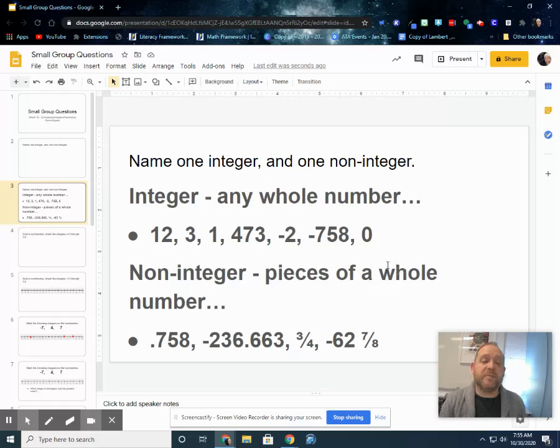So non-integers would be pieces of a whole number. So 758 thousandths, a number less than 1, so just part of a whole number. 236, negative 236, and 663 thousandths. Anything that is a whole number with a decimal attached, even the negative numbers, those would be non-integers. 3/4, of course, a fraction, and then a mixed number like negative 62 and 7/8. These would all be non-integers. So again, an integer is just any whole number. Anything else, anything with a decimal or a fraction part to it, is going to be a non-integer.